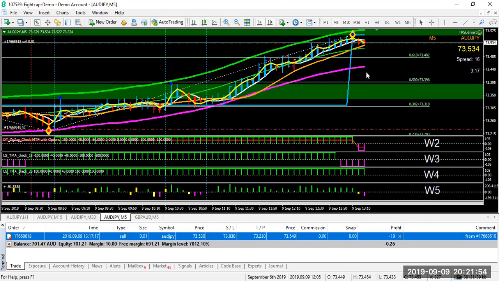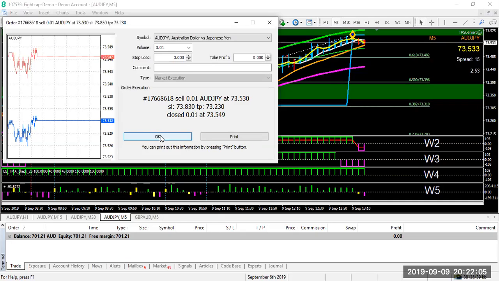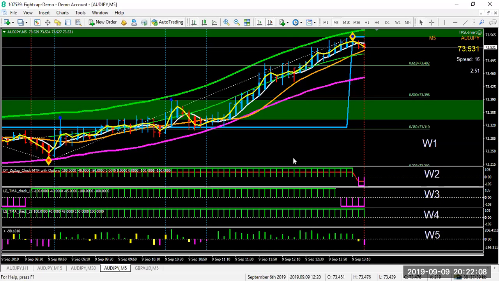Okay, so that's how we do a partial close. Since this wasn't a trade that we're going in and we're just using it as an example, let's move on.